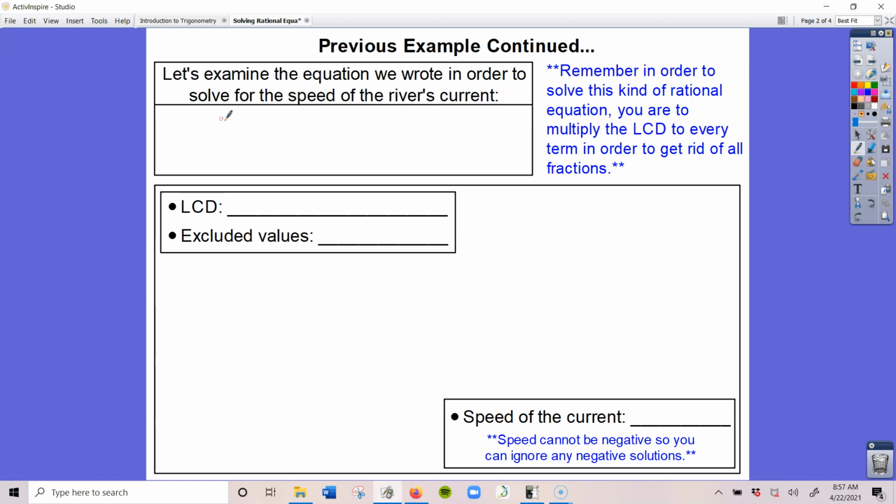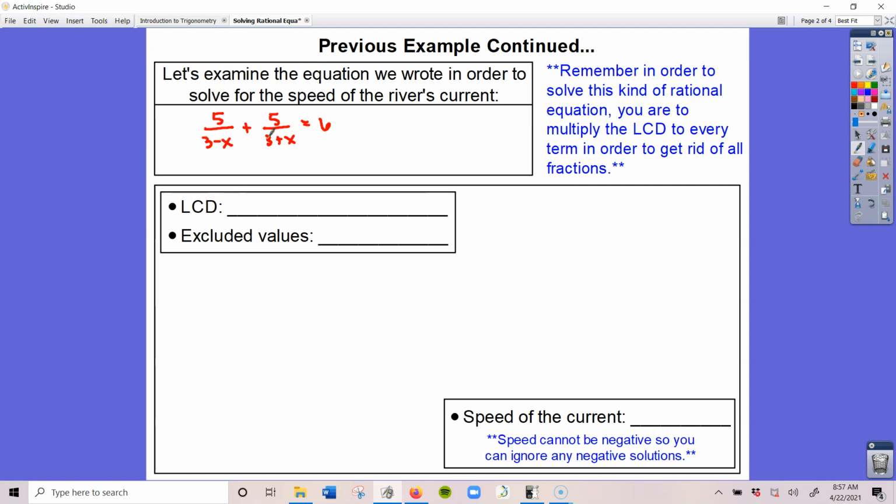This was again the question or the problem that we're working on. 5 over 3 minus x plus 5 over 3 plus x is going to equal 6. We know how to solve this. This was the previous lesson that we did. We have to look at what the LCD is.